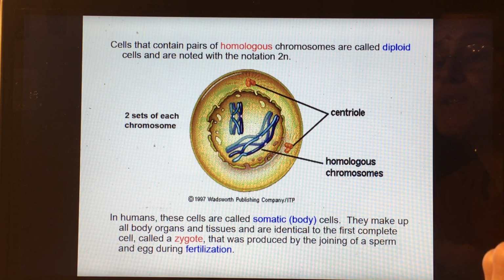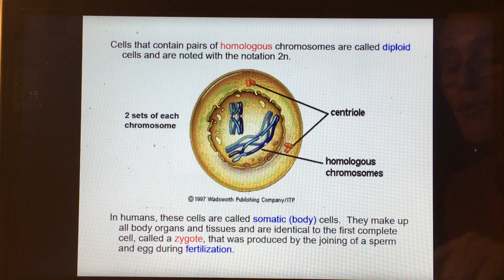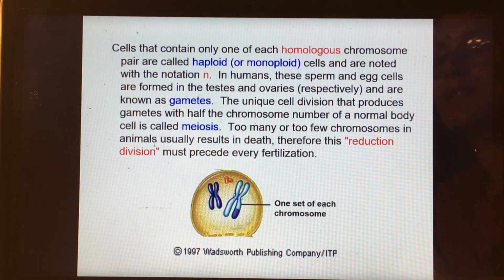And the very first cell that is diploid that became you is called a zygote, and that's what a fertilized egg is called. So when the nucleus of a sperm joins the nucleus of an egg, we have fertilization, and the fertilized egg is called a zygote. Zygotes are diploid. And then they start dividing mitotically to grow. And so every cell after that would be diploid. In fact, all cells are diploid except for gametes, and we'll talk about those next.